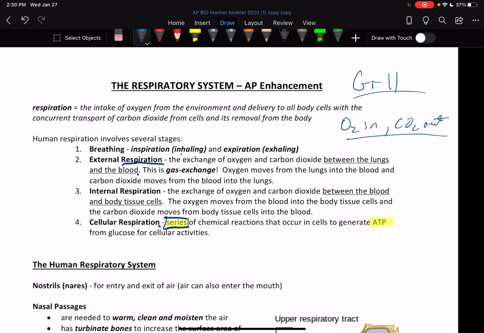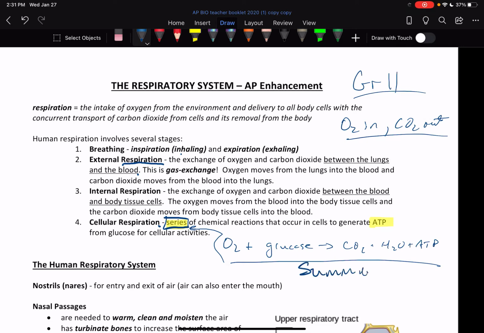That series of reactions is summed up in the chemical equation for cellular respiration, which is O2 plus glucose produces CO2 plus H2O plus ATP. That's a summary. Okay, that is a summary of a long series of chemical reactions. This is just a summary. And you will get that not here, but later.